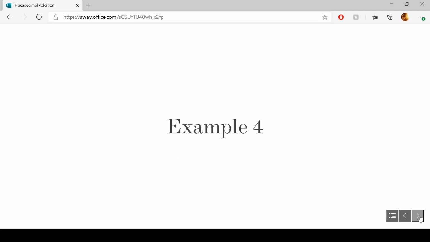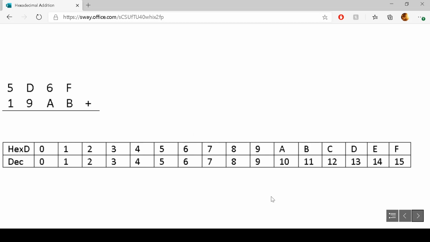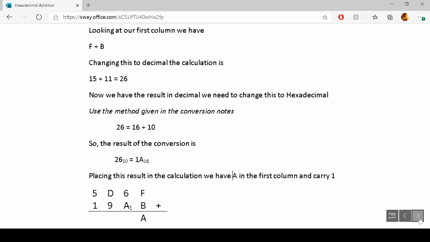Our last example here just shows another addition of 2 hexadecimal numbers. So we have 5D6F added to 19AB. And again, as you can see, I do have the table for converting hex to decimal. Right, so looking at our first column, we have F plus B. Changing this to decimal, the calculation is 15 plus 11. So that gives us 26.